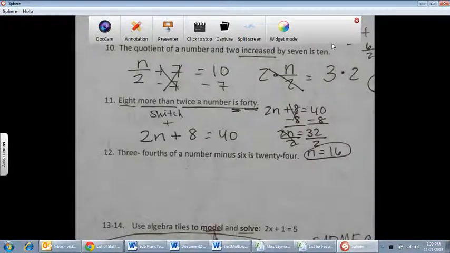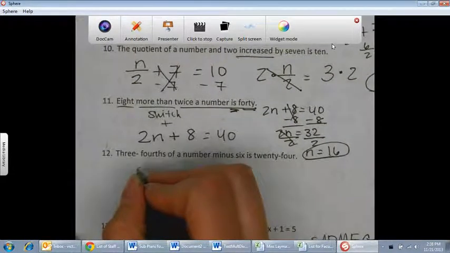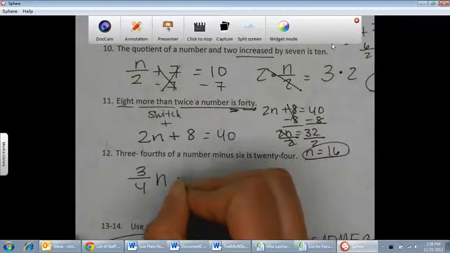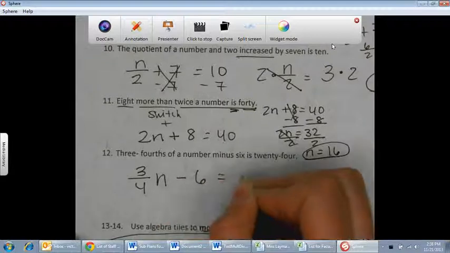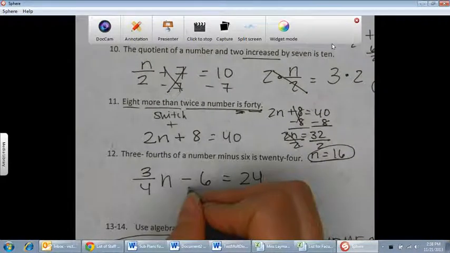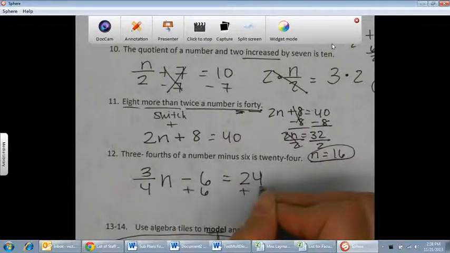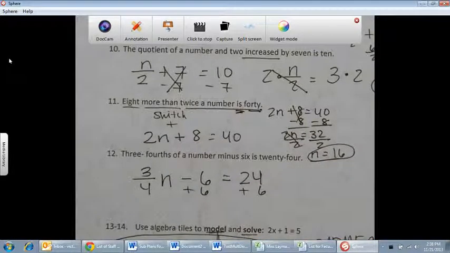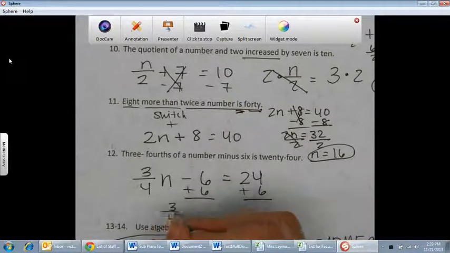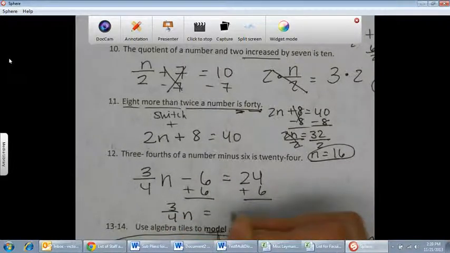And the last one is 3/4 of a number minus 6 is equal to 24. So we add 6 to each side, and we will get 3/4 n is equal to 30.